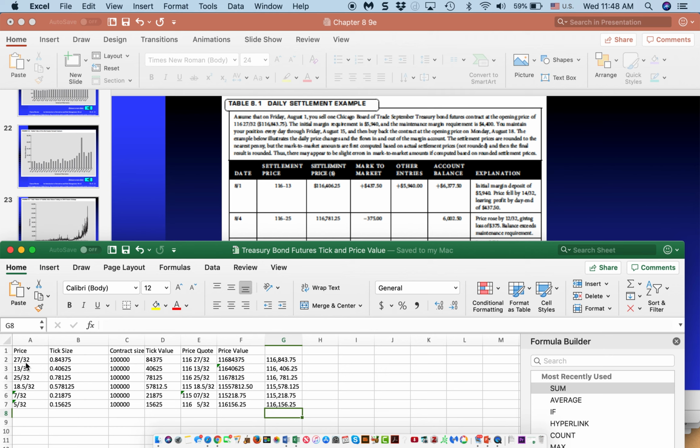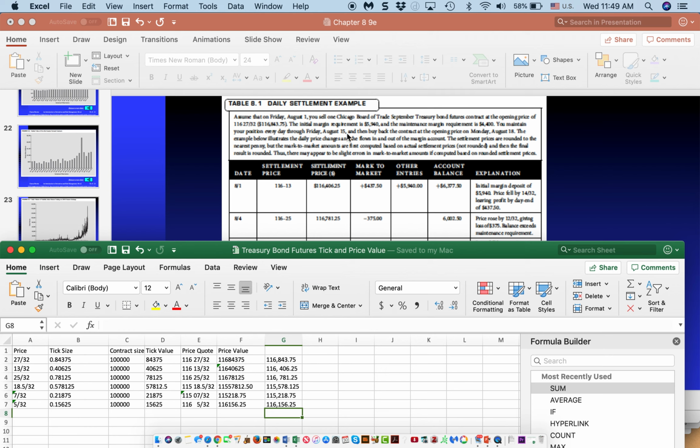You see, this is 27 by 32, which means the tick size movement was 0.84375. You multiply it by the contract size of the Treasury bond futures, 100,000, and you get the tick value of 8,437.5. So the price quote was 116-27/32. We have it here, and the value comes out to be 116,843.75. So this is our beginning point.